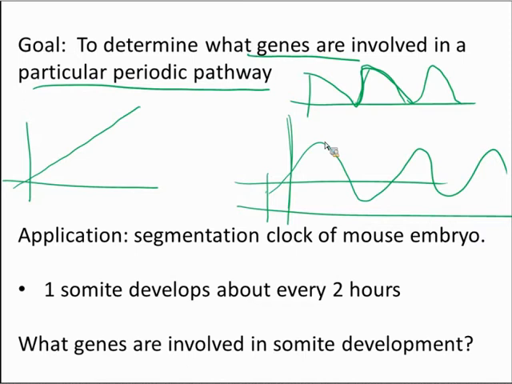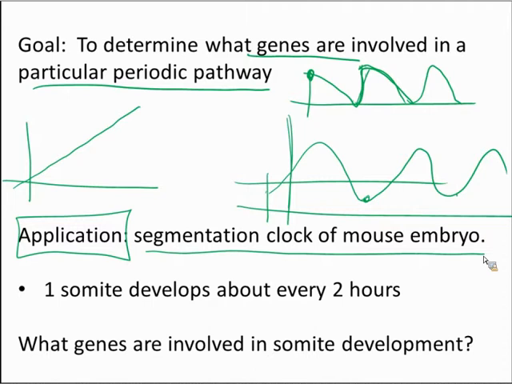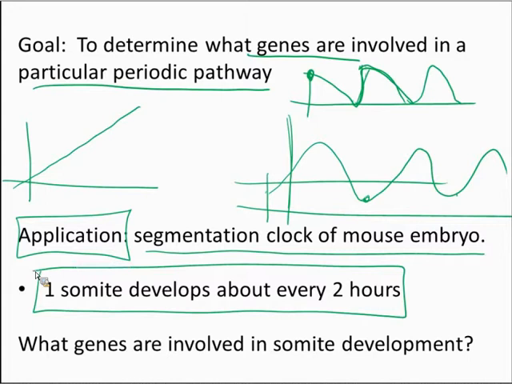Or you might, at the start of the pathway, have high gene expression, but then it might decrease, go back to high, decrease again, so nice periodic development. The particular application that we will focus on today is the segmentation clock of mouse embryos. In particular, we'll look at somite development. One somite develops about every 2 hours. So we know that the period equals 2.